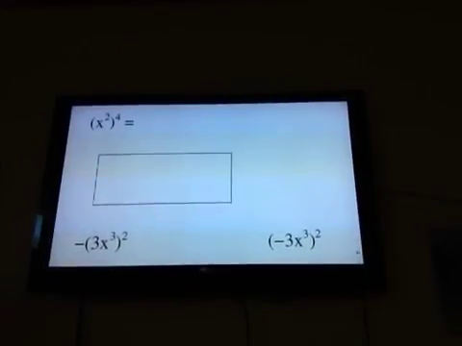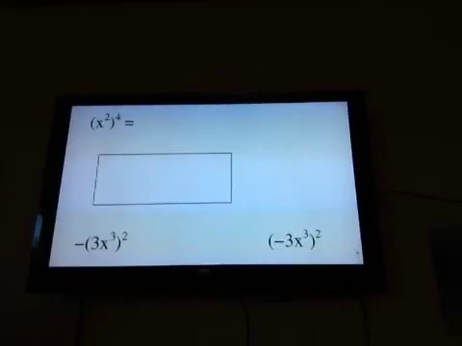Okay, next rule. X squared to the fourth power. This is often termed as raising a power to a power. You will sometimes hear me say powers in and out, okay? But raising a power to a power, powers in and out. But again, a power means the same thing.